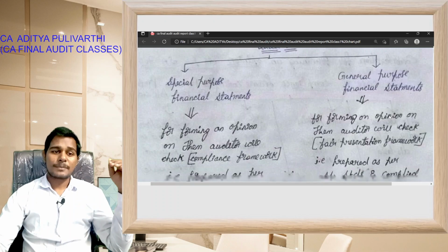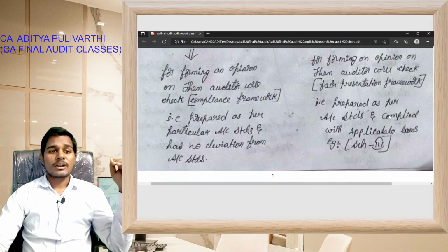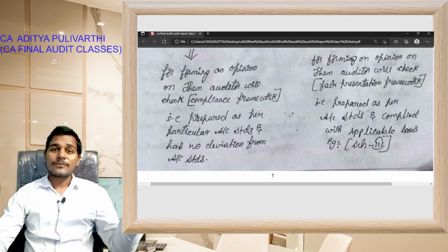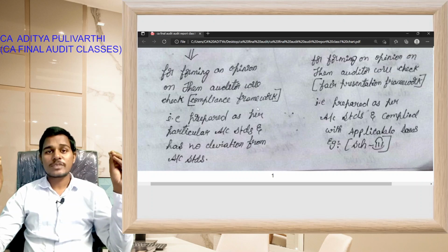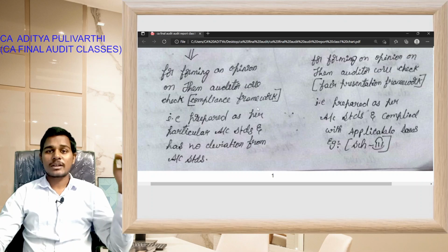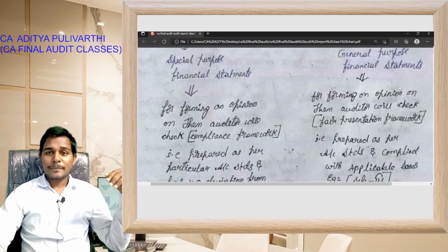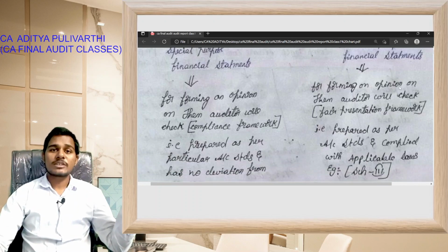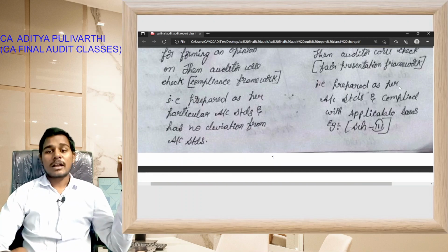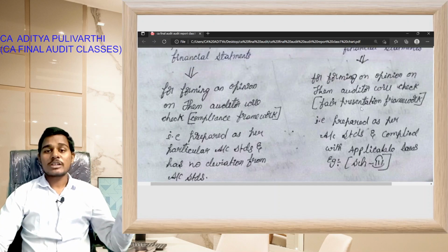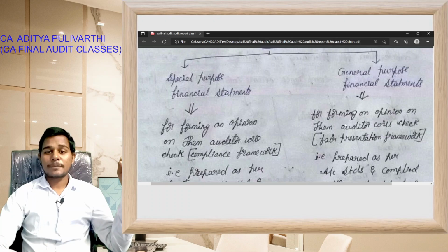When coming to special purpose financial statements, the auditor will form an opinion based on the compliance framework, that is, whether the financial statements are prepared in accordance with accounting standards. When the financial statements are prepared in accordance with accounting standards, then it is said to be a compliance framework. When coming to general purpose financial statements, the financial statements are prepared in accordance with accounting standards and in compliance with applicable laws and regulations, for example as per Schedule 3, and then the auditor will issue a true and fair view, that is a fair presentation framework.